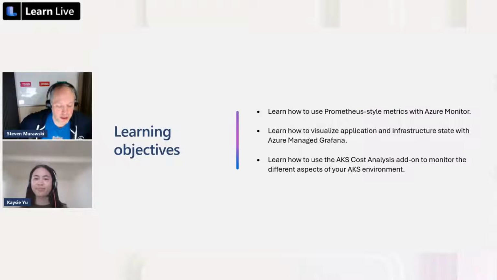All right, we've got a couple of learning objectives for today. Our first is how we want to use Prometheus-style metrics with Azure Monitor. We're going to turn on Azure Managed Prometheus so that we can get all the benefits of Prometheus with a lot less actual management tasks that we have to do to maintain that. We're going to look at how we can visualize application and infrastructure state with Azure Managed Grafana. And finally, and I think one of the more interesting bits, we're going to take a look at the AKS Cost Analysis add-on and look at the view that gives us into how our AKS environment is performing.